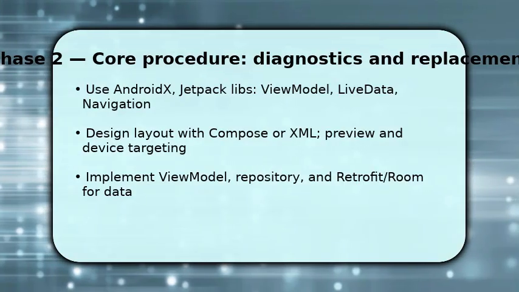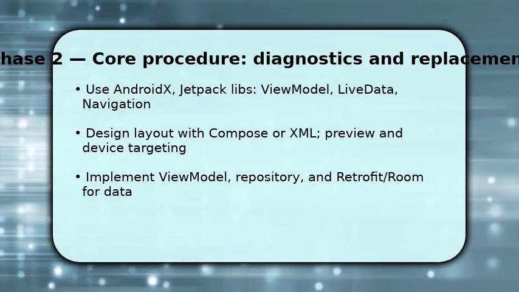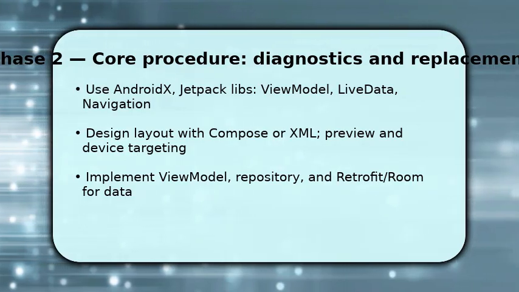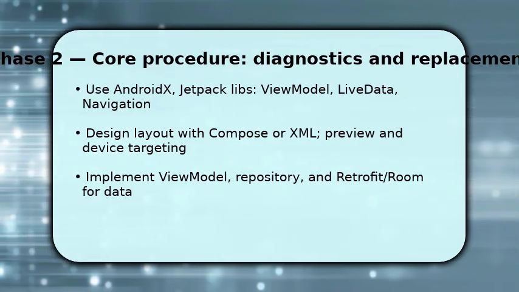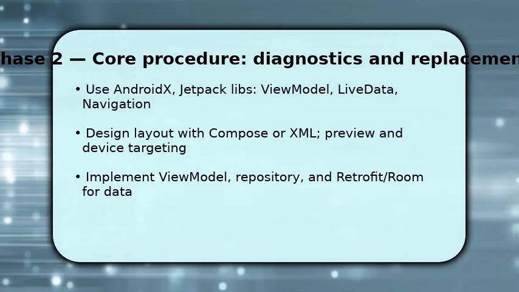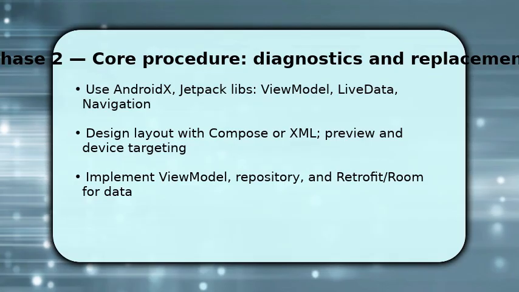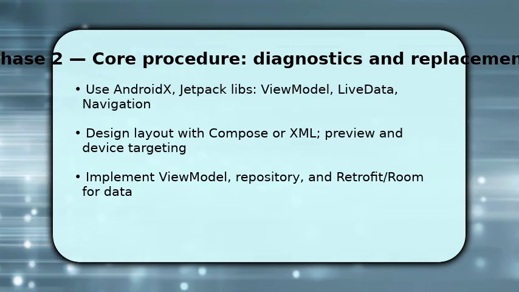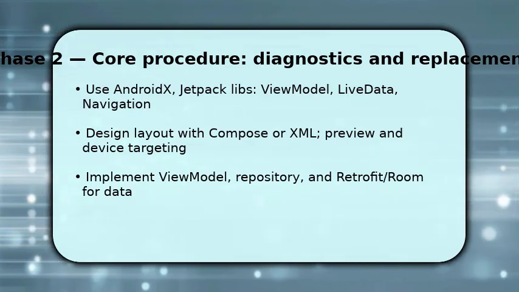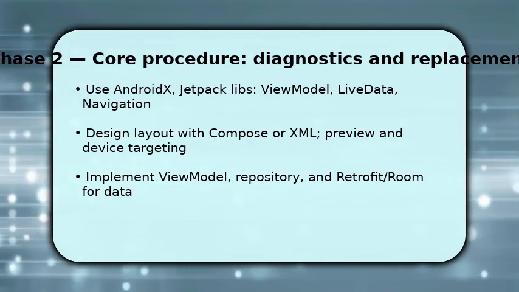You move into the core workflow by structuring the app. Use Jetpack components like ViewModel and navigation for modularity. Decide Compose versus XML, preview layouts on multiple device profiles and orientations. Once layouts exist, implement ViewModel to hold UI state, connect a repository layer for data, and add Retrofit for network calls plus Room for local caching.